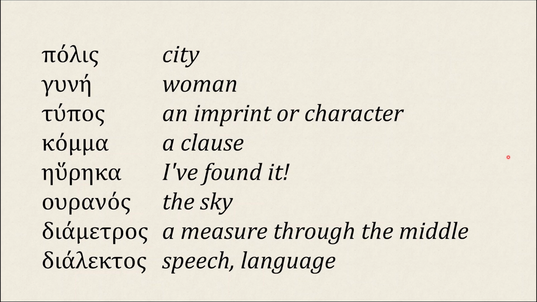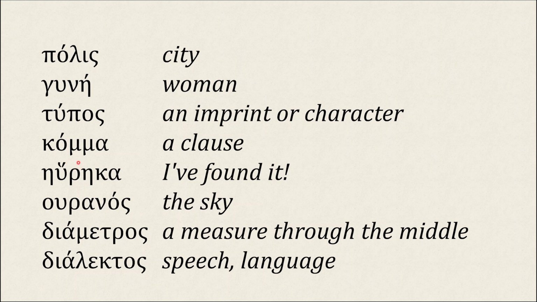Here are some words we can now read from the letters that we've learnt. Polis is a city. We get our word political from it, politics. Gune is a woman. We get our word gynecology from it. Tupos, an imprint or character. Type, as in character type, a typical thing. Komma, a clause, is a grammatical term. Whenever you have a doubled letter, it counts as two letters, so it's komma, not coma. It adds to the rhythm of that word.